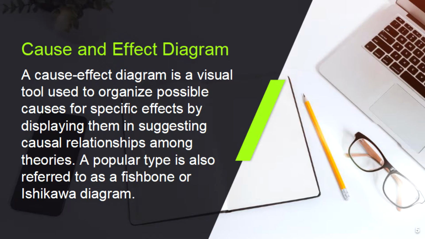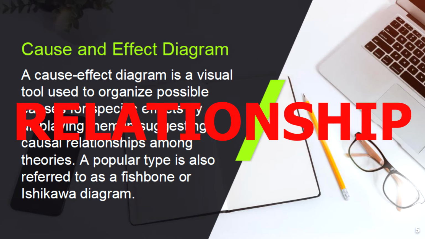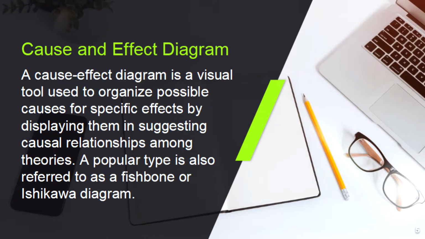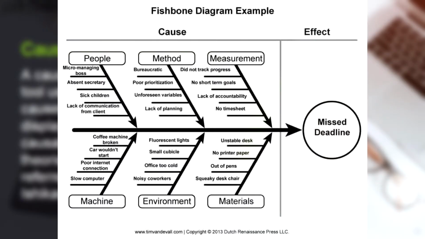In making a cause and effect diagram, you have to assume relationships, causal relationships, okay? Not romantic, but causal. Let's use this diagram. The big circle contains the effect or problem.